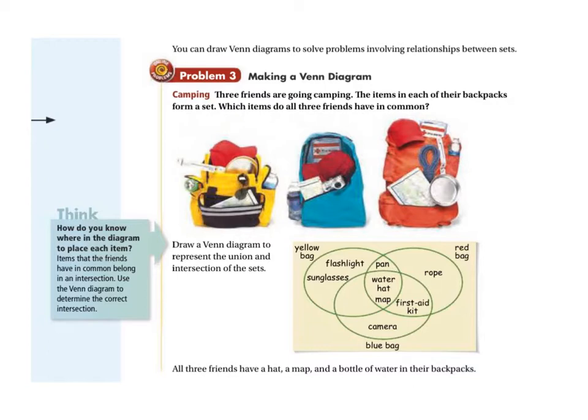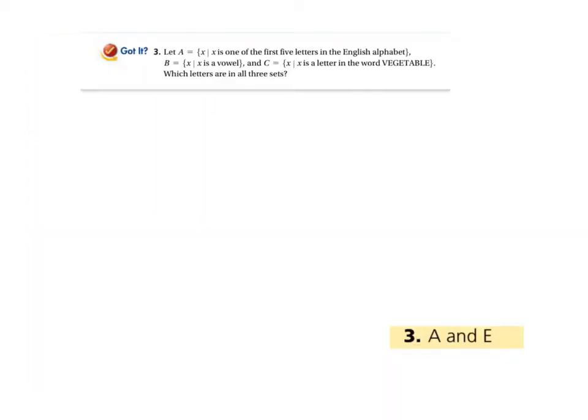All 3 friends, so what are we looking for here? What do they have in common? That's the one they all intersect. So yellow intersect blue intersect red is water, hat, map. Okay, so you can draw a Venn diagram for this one, whatever works for you. Some folks find that useful. I'm going to list them out first, though.